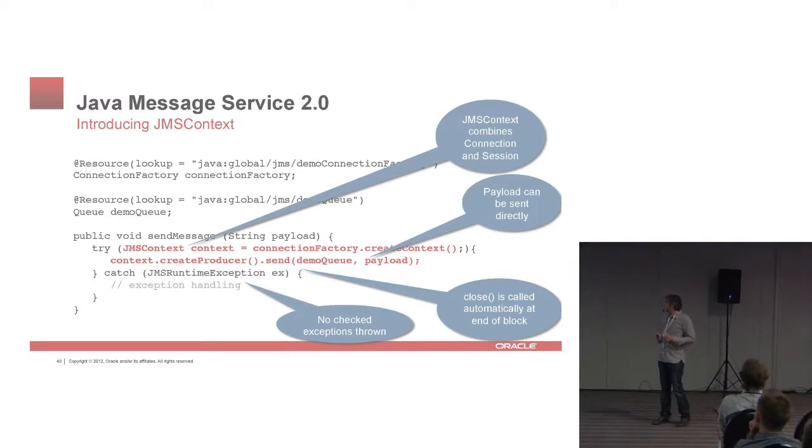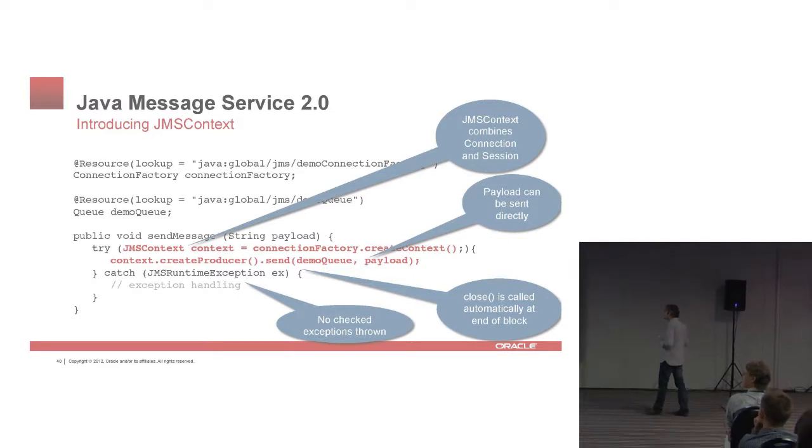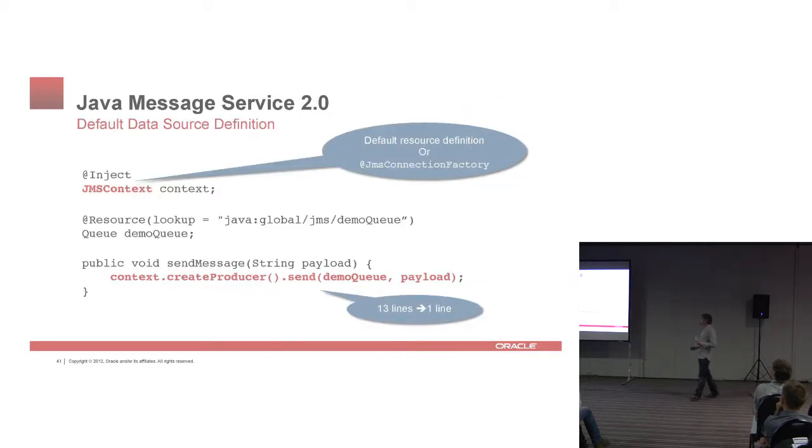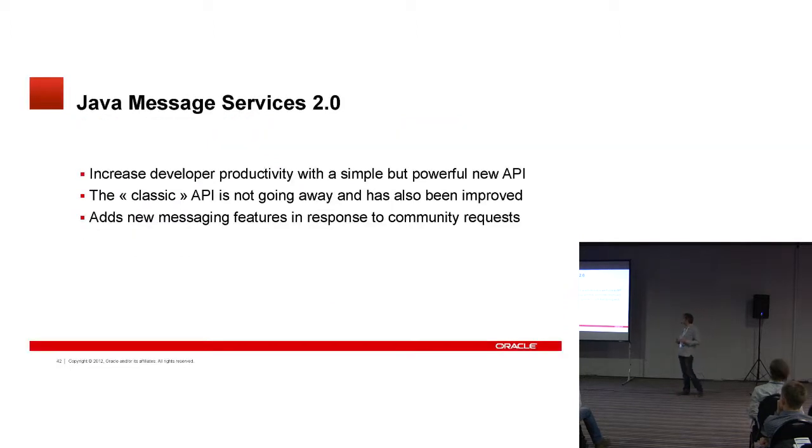The close is invoked automatically. And finally, another way is by using unchecked exceptions, so we are not forced to handle them. We can also use the default connection factory definition of Java EE 7, and you see that this slide basically performs what was done in the first JMS 1.1 slide. We had something like 13 lines, but I think it was more, and we can reduce the code to just 1 line. So it's really a simpler API to use, but still, you can use the old one if you want to.